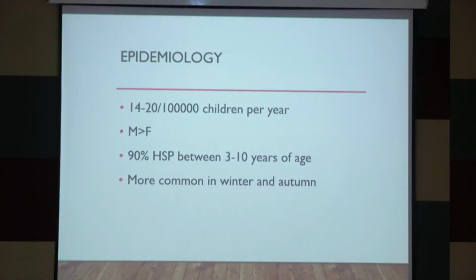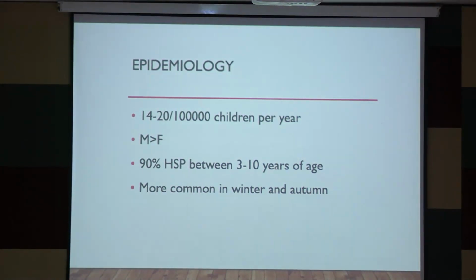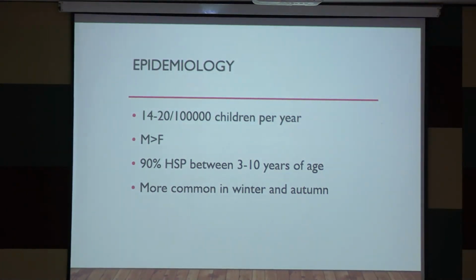Okay, epidemiology, 14 to 20 out of 1 lakh children per year. Males are more affected than females, and 90% of HSP are found in pediatric age group. Also, it can be found in adult patients. Okay, there is a seasonal variability of the disease. It is found mostly in winter and autumn.